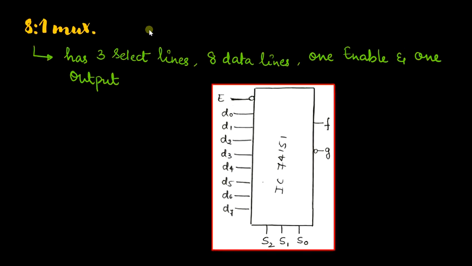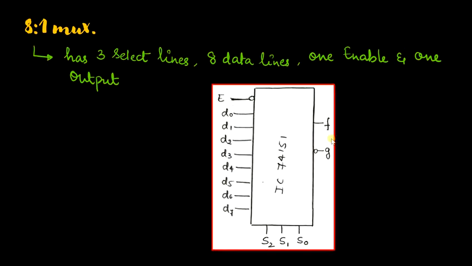So one example of an IC which is an 8:1 mux is the IC 74151, wherein you have the 3 select inputs S0, S1, S2, and 8 data lines ranging from D0 to D7, and the enable input which is provided, and this is supposed to be active low. You have an output which is given by function f. If you want to obtain a complement of the function f, we have g which is being provided.